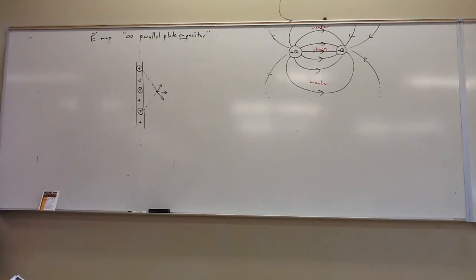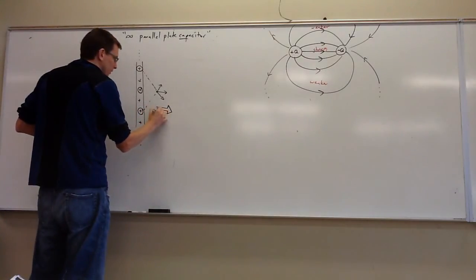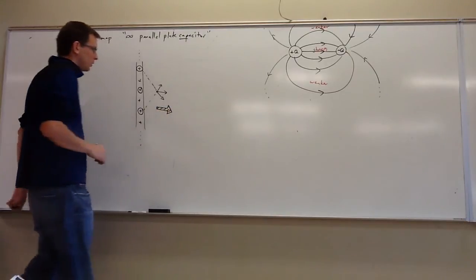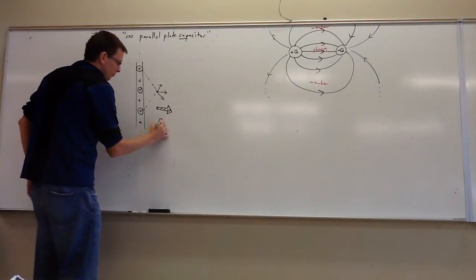You can probably already tell which way the net field is going to point. Which way is the net going to point? Directly to the right, because the two diagonal ones, the vertical or y contributions, are going to cancel. So the net field is going to be to the right. So the E net is going to point that way. E net.